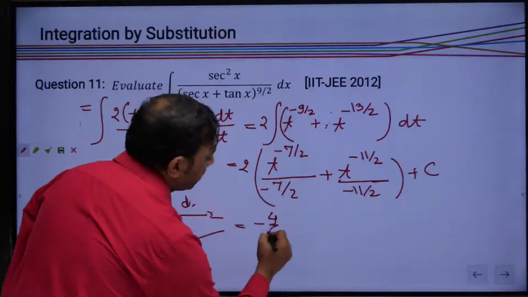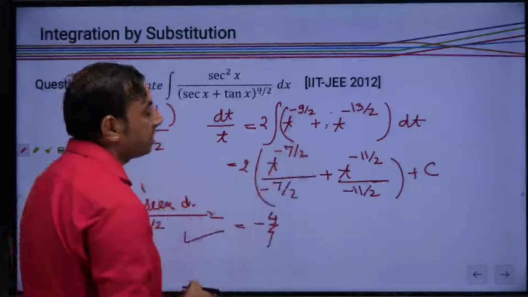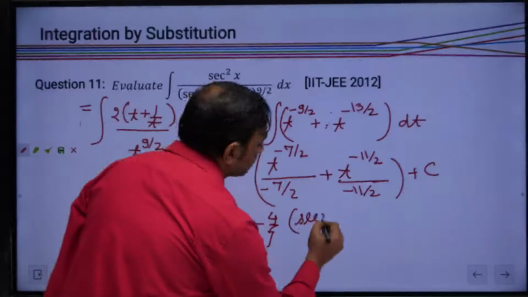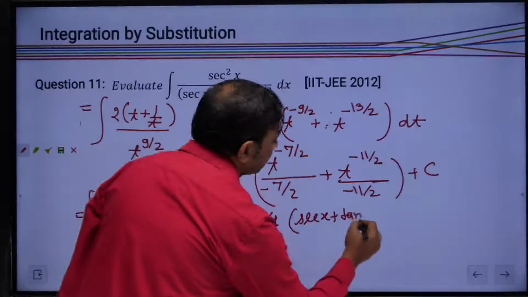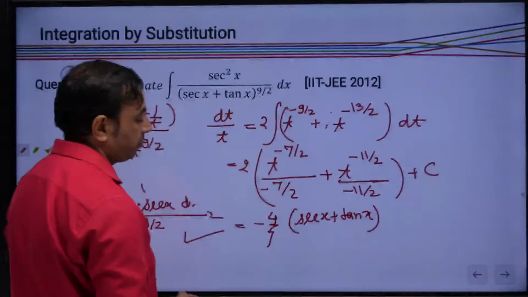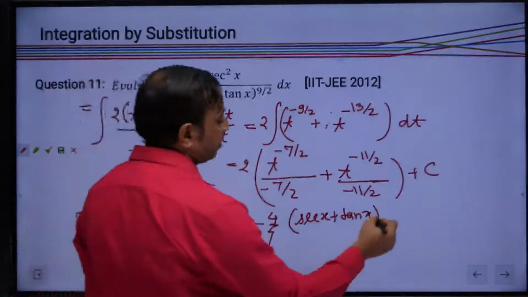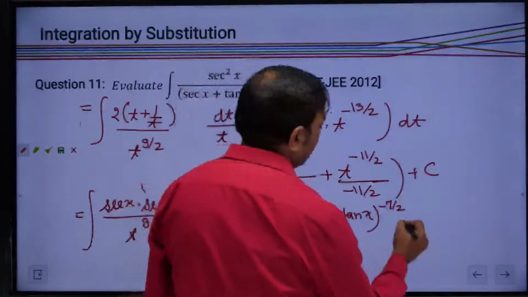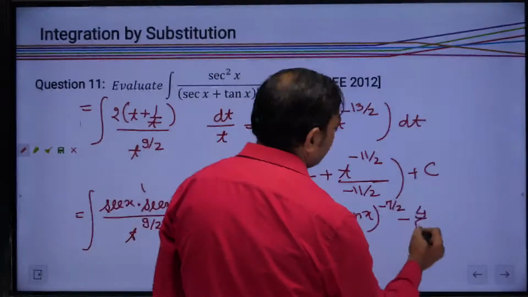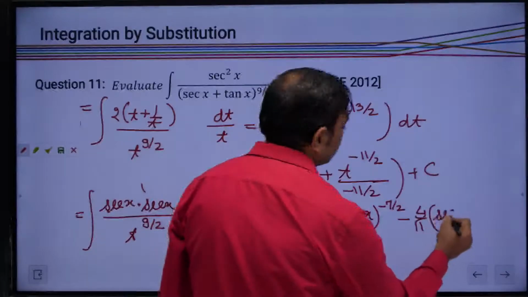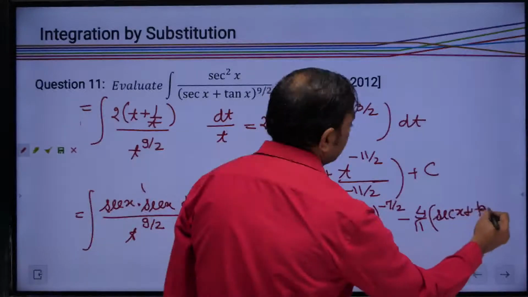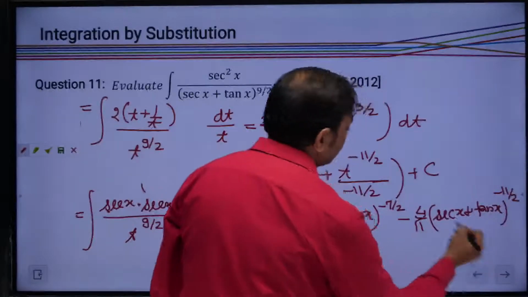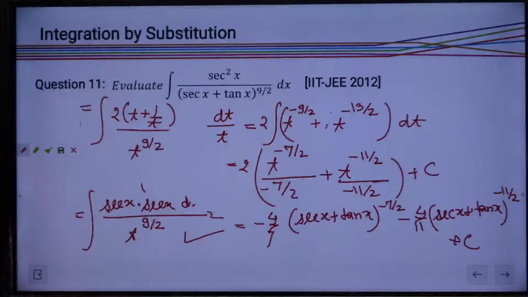Now it is minus 4 upon 7 and t to the power minus 7 by 2. What we have assumed as t? The t was assumed as sec x plus tan x, that was initially assumed as t. So we have minus 4 upon 7 as the first term, and the power is minus 7 upon 2, while for the second term we will receive minus 4 upon 11, and t was sec x plus tan x, the power will be minus 11 upon 2 and plus integrating constant. So that is how we complete this problem.